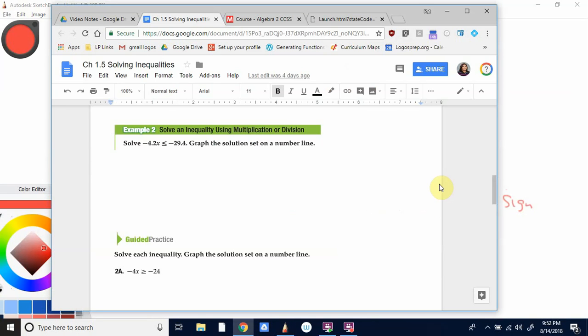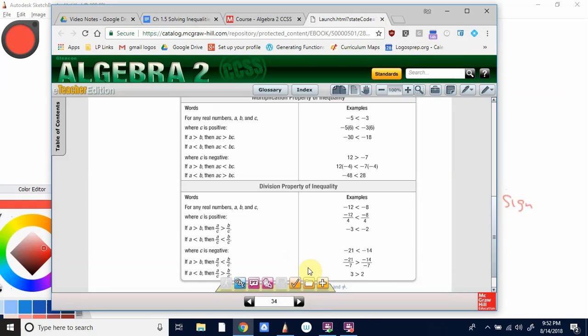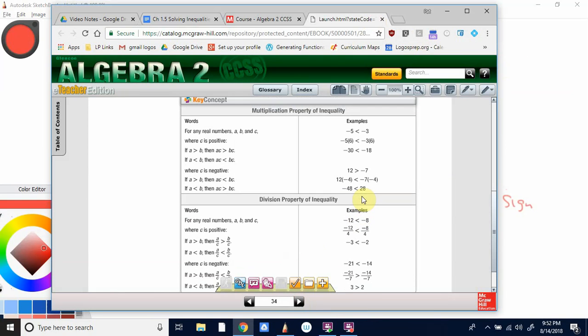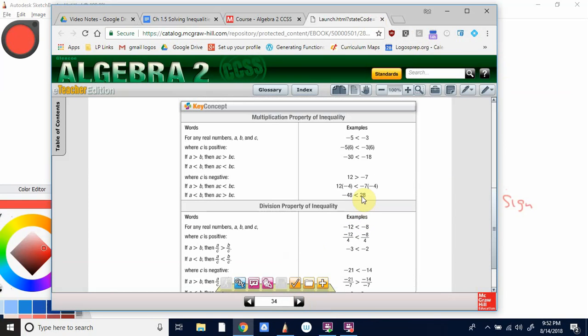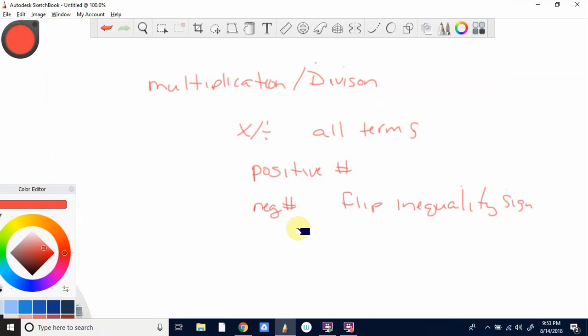So let's look at what the book has to say about that. So here's the addition/subtraction. The book's going to give us this long thing. Basically, they're saying it's the same property as the multiplication/division property of equalities. The only difference is we have an inequality sign, and the one additional difference is when you multiply or divide by a negative. Not when you have a negative times a positive. It's when you multiply the entire equation by or divide the entire equation by a negative. You must flip the inequality sign. So let's look at example 3.